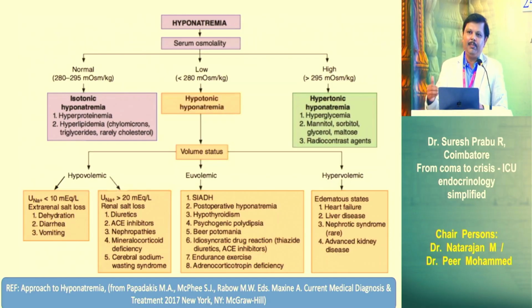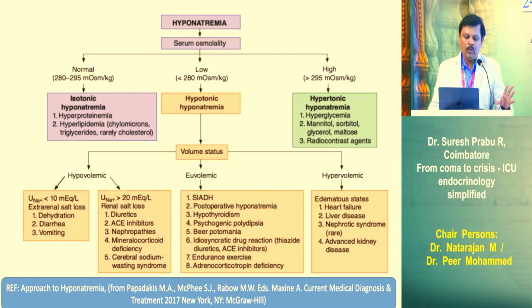When the patient has pedal edema and elevated JVP, look for heart failure, liver disease, and nephrotic syndrome. If they have hypovolemia, dry tongue and dehydration, check the urine spot sodium. If it is very low, look for dehydration and diarrhea. If it is more than that, we should rule out diuretics, ACE inhibitors, and other conditions such as cerebral salt wasting. So our patient was diagnosed with SIADH.